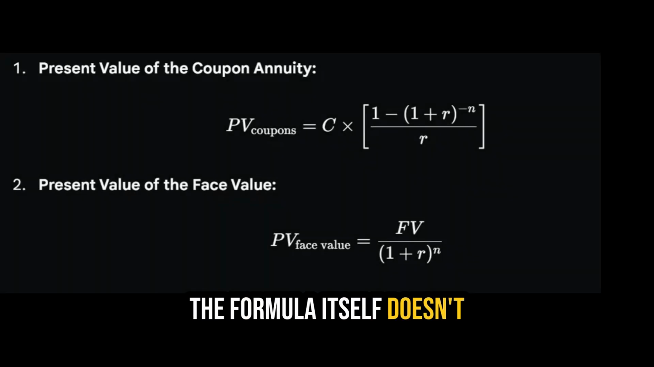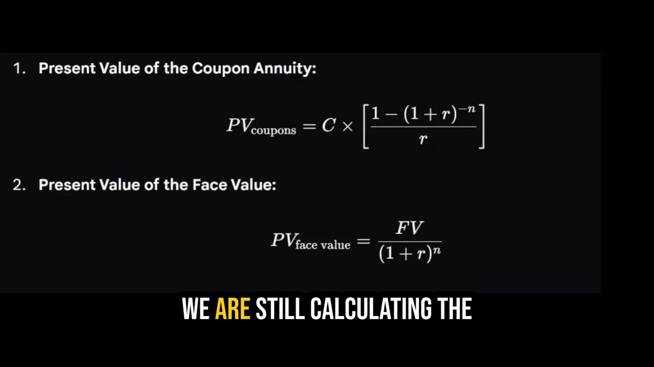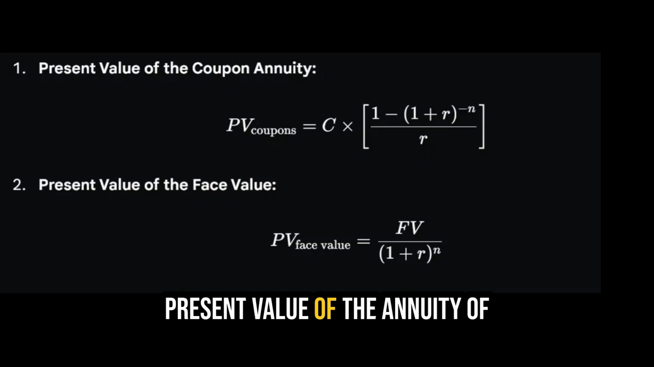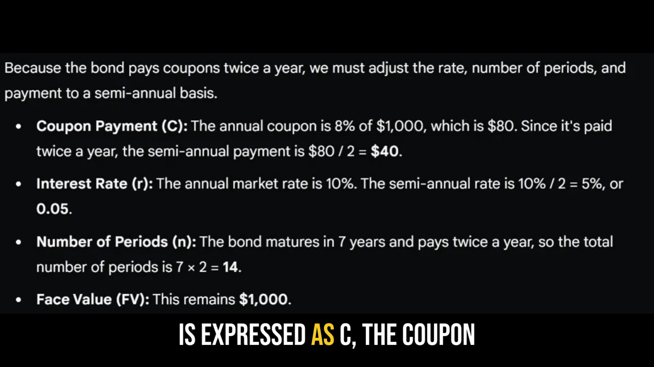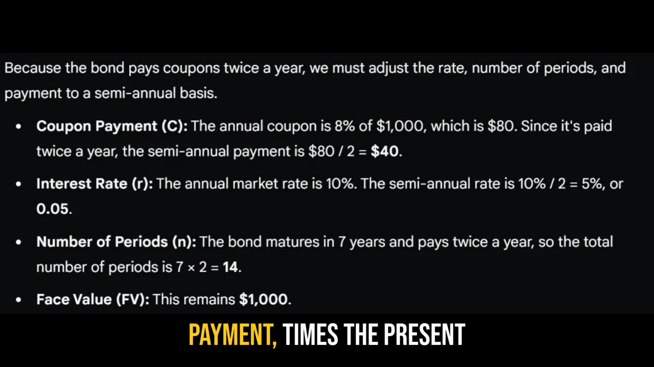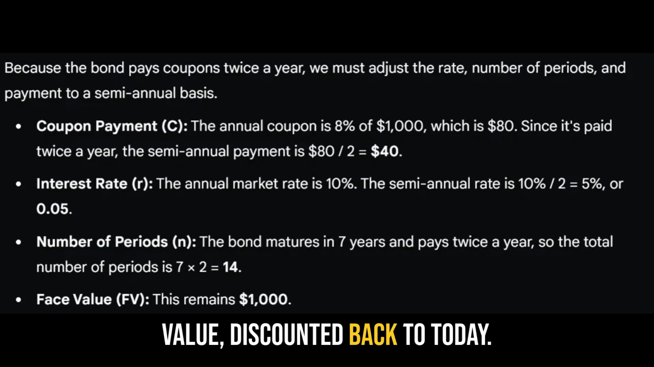The formula itself doesn't change, but we must use our adjusted semi-annual inputs. We are still calculating the present value of the annuity of coupons plus the present value of the lump sum face value. Just to remind you, the formula is expressed as C, the coupon payment, times the present value factor, plus FV, the face value, discounted back to today.